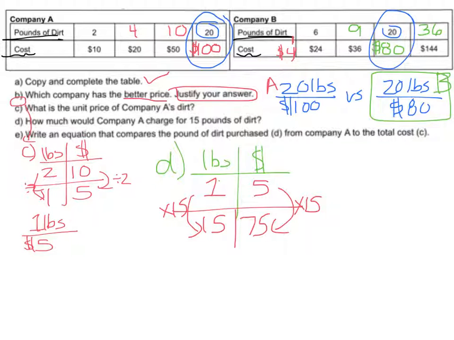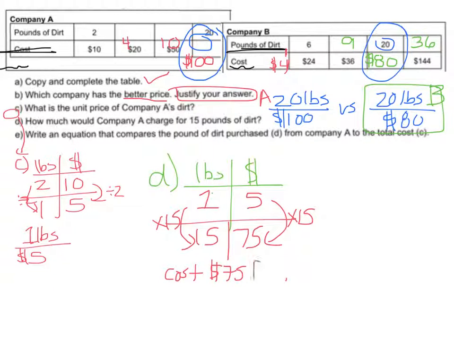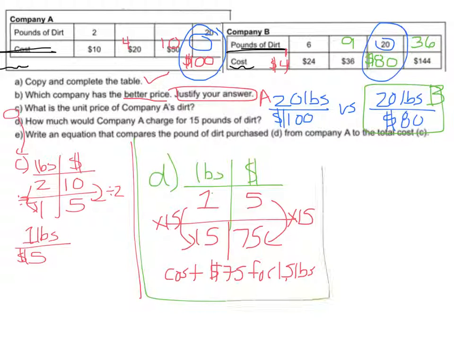So that means that it will cost $75 for 15 pounds. So that's D.